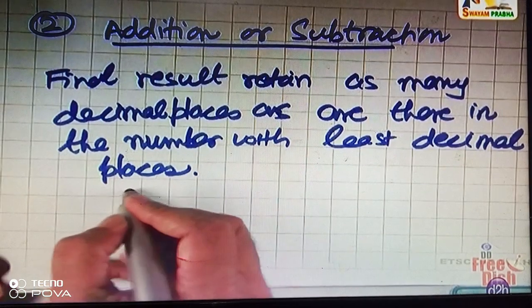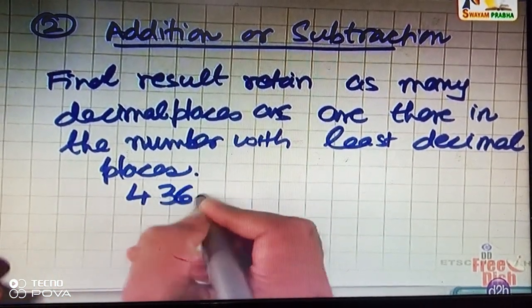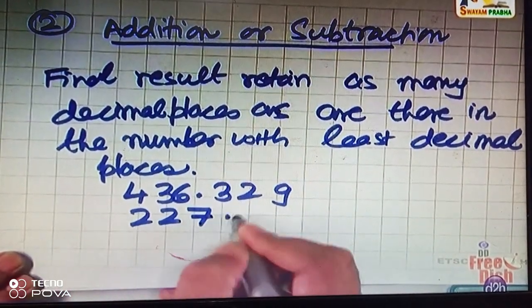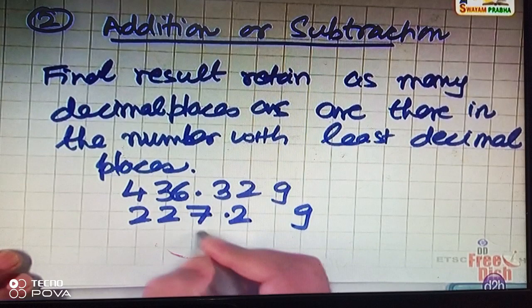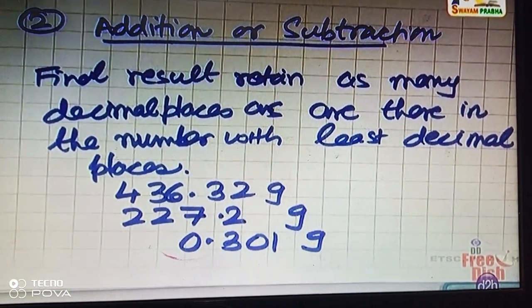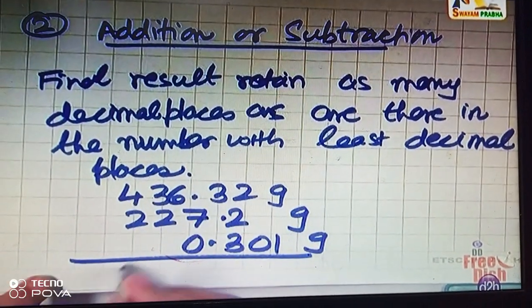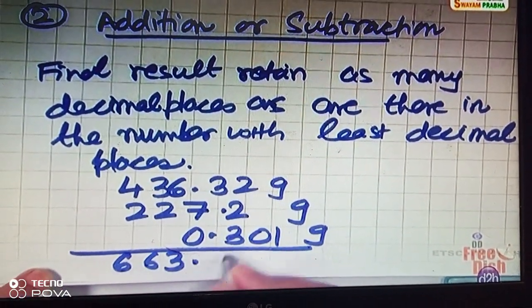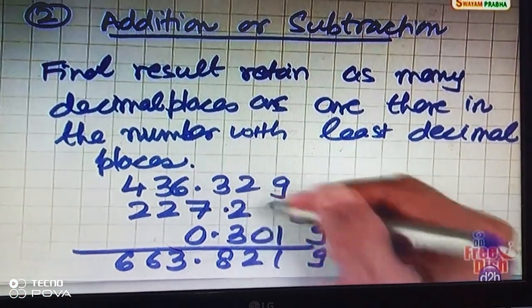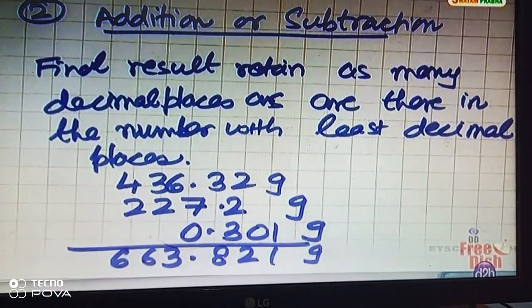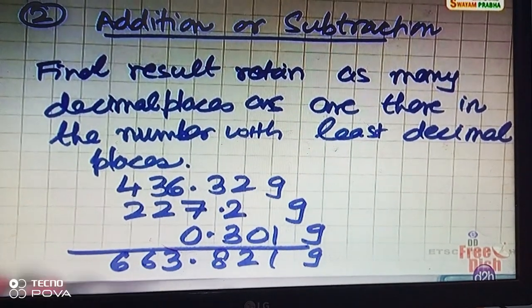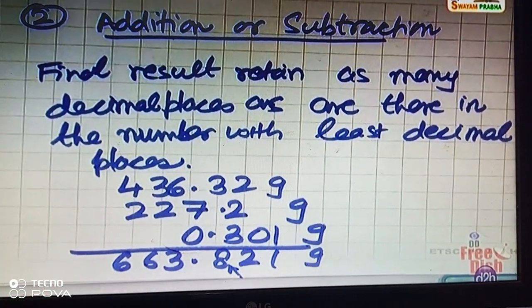Suppose I am adding up 3 masses. There's a mass 436.32 grams. There's another mass 227.2 grams. And then there is 0.301 grams. If I have to add up these 3 masses, then if we total them up, this comes out to be 663.821 grams. Now we look at each of these individual masses, we find the second mass has got only up to 1 decimal place. That means we'll finally have to write an answer correct up to the first decimal place.